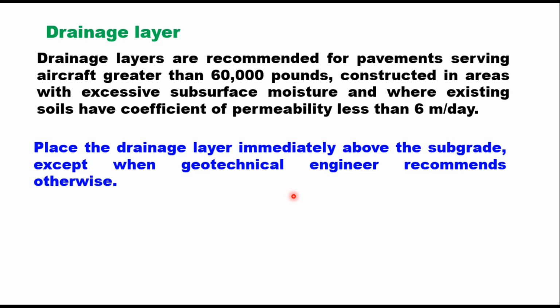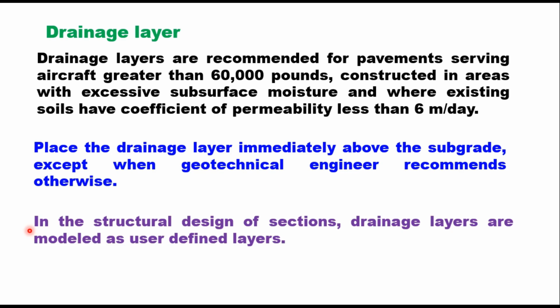Proper outlets should be provided to ensure water is not trapped in the layer. Place the drainage layer immediately above the subgrade, except when geotechnical engineer recommends otherwise. Drainage layer is not a default layer in the FAA design, and therefore when you design the section, drainage layers are modeled as user-defined layers. Include a geosynthetic separation material when drainage layer is placed directly above the subgrade.